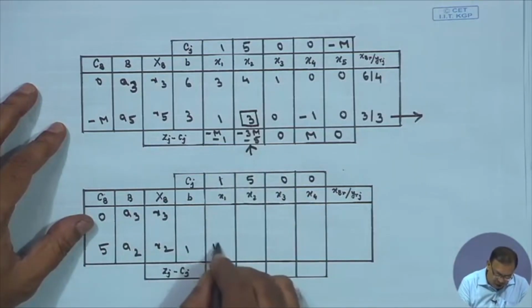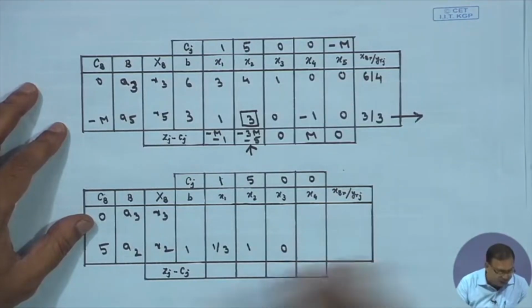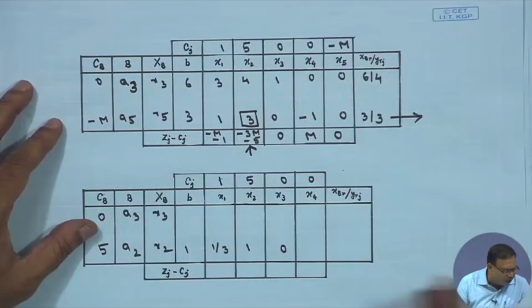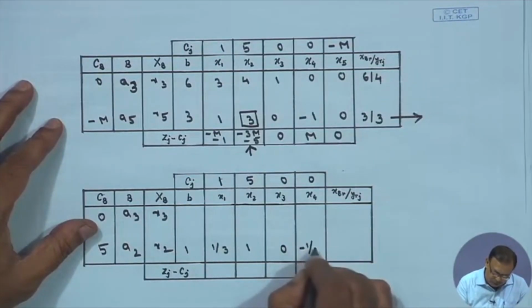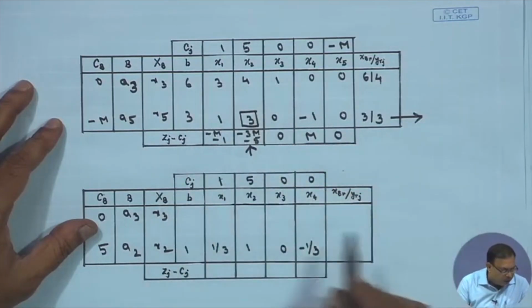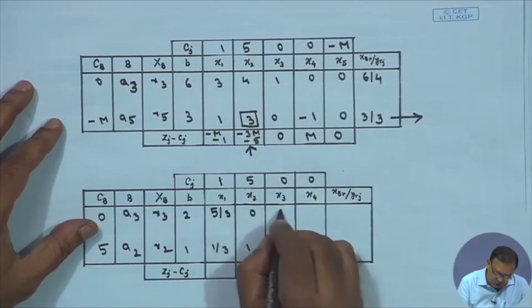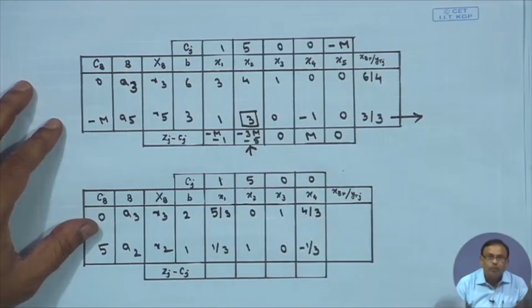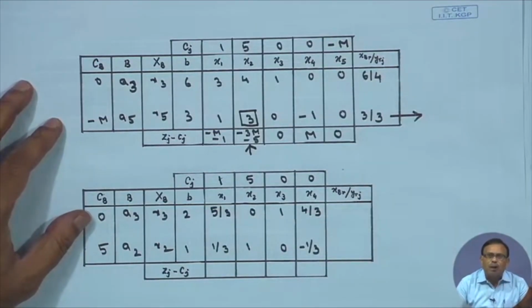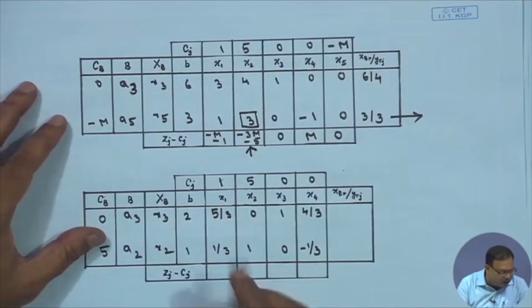I am directly writing 1, 1 by 3, 1, 0, that is 1, 0, minus 1 by 3, and for this I have to make this as 0. For that it will be 2, 5 by 3, 0, 1, 4 by 3. This I am not explaining, because we already explained all these things in earlier classes. The value of Zj we are calculating in the same fashion.